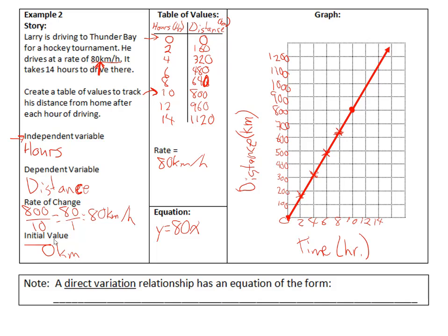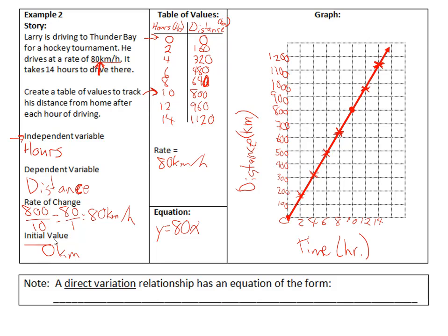I'm not using animations for this because you guys should know how to do this at this point. And 10, 800, 12, 960, right along that line there. And then 14, 1120, right there. There you go. And it just follows along that line. And again, no graph is 100% perfect.